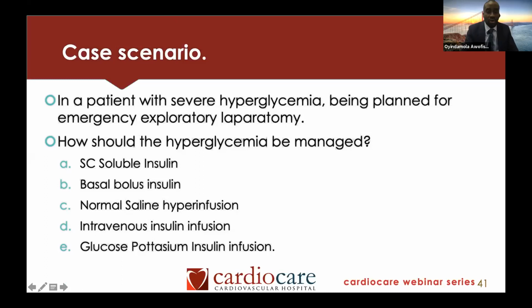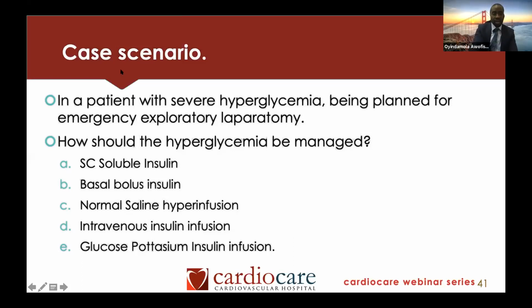Should we start the patient on sub-Q soluble insulin intermittently? Should we start on basal bolus insulin? Should we just focus on normal saline hyperinfusion? Or should we start intravenous insulin infusion using a syringe pump? Or should we go for a GKI infusion? Any ideas in the chat box, please? I'll give us a moment to look at this.